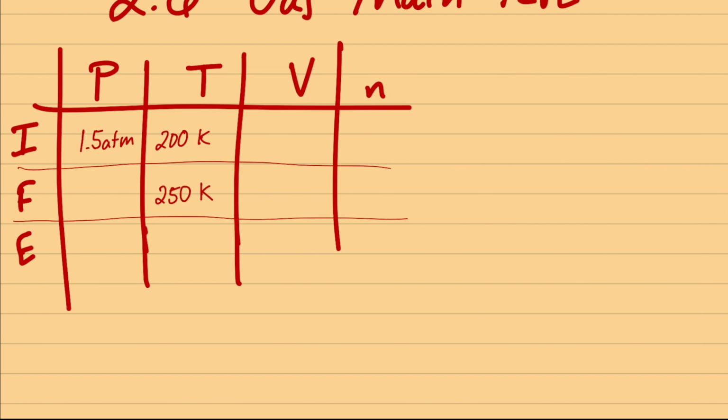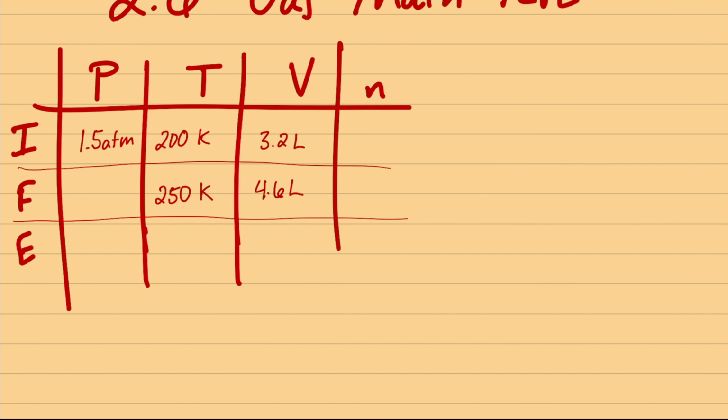Let's also say that our volume is 3.2 liters, and let's make that volume go up to 4.6 liters. So imagine what's going on here. Our container is getting bigger, so if we had a syringe, we'd be pulling that syringe back to make the gas take up more space. But at the same time, we're also increasing the temperature.